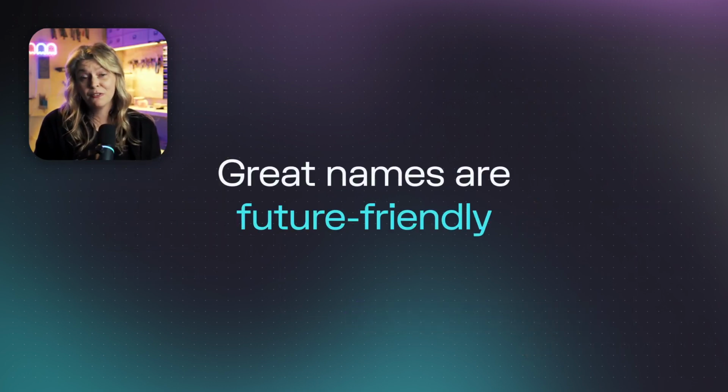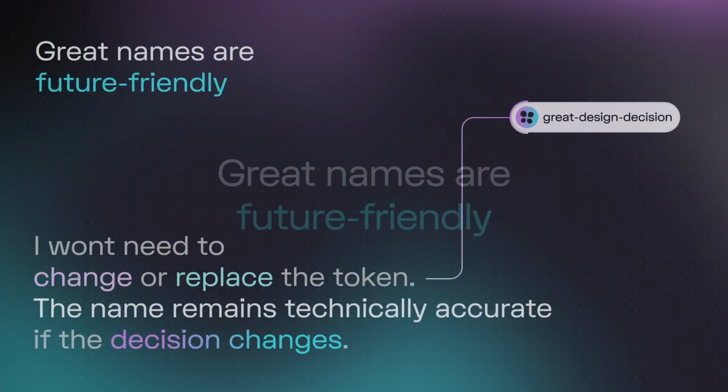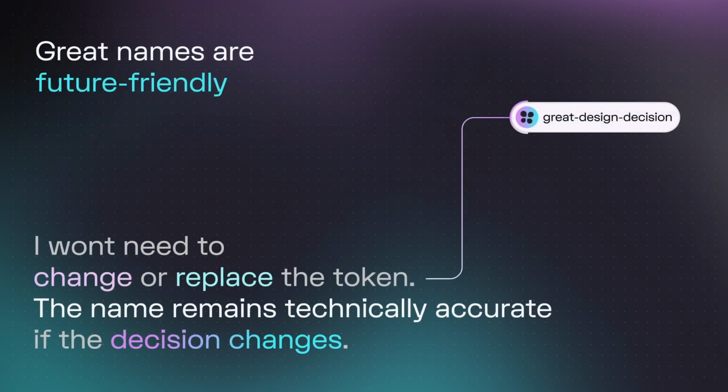Great names are also future friendly. Some people say future proof, but at the speed at which things are changing, I don't know if that's a safe way to call it. So a future friendly name means I won't need to change or replace the token. The name is going to remain technically accurate even if the decision changes.